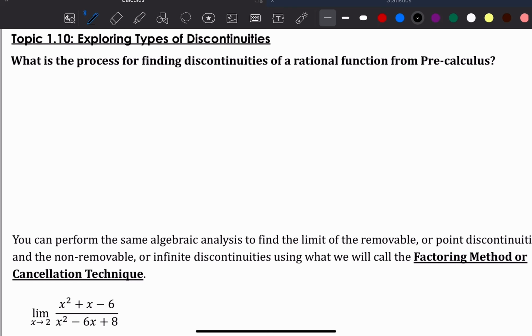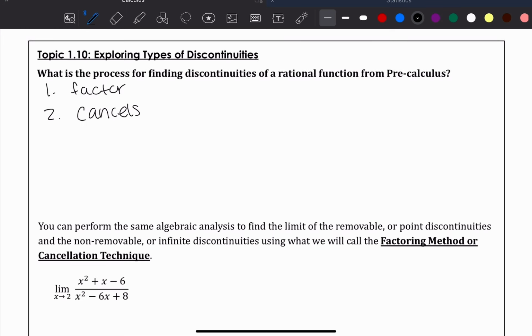If you recall from pre-calculus, in order to find the discontinuity of a rational function, we first have to factor. Okay. And then once we factor, we should see if a point of discontinuity occurs and remove it by canceling. So we're seeing if anything cancels. Okay. And if we have a non-removable discontinuity, we know that this occurs if they don't cancel. So the big thing here is that we're going to factor, and then we're going to cancel out the discontinuity.